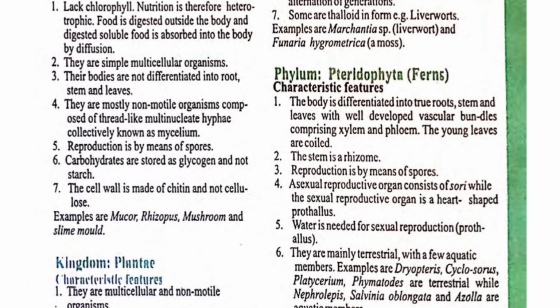That was even one of the major features that separated them from plants. Plants store excess carbohydrates as starch. Animals store as glycogen, and fungi also store as glycogen instead of starch, right? The cell wall is also made of chitin and not cellulose. That's another distinguishing feature that separates them from plants. Examples include Mucor, Rhizopus, mushroom, and slime molds.